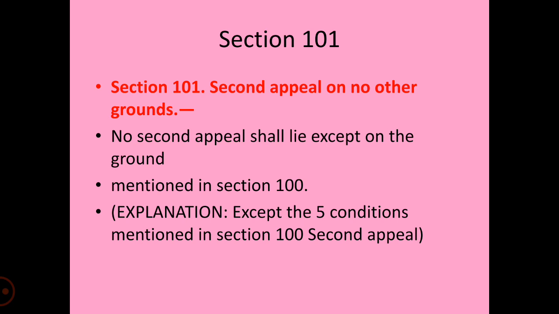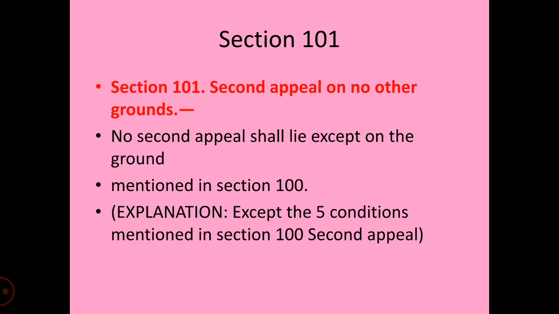All those five conditions mentioned in section 100: that the High Court shall determine from any decree, an appeal shall lie to the High Court from any decree passed in any appeal by any court subordinate to the High Court, if the High Court is satisfied that the case involves a substantial question of law. Second, an appeal may lie under this section 100 when a decree is passed ex parte. Third condition of section 100.